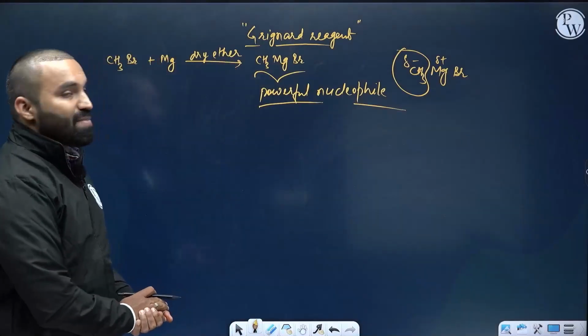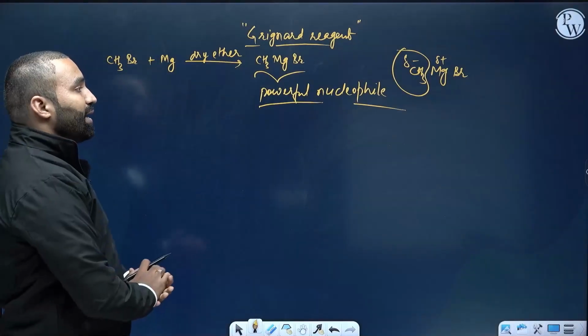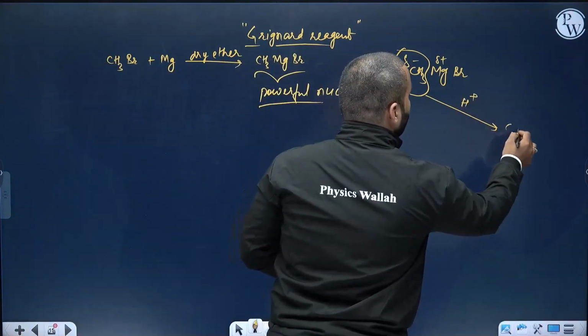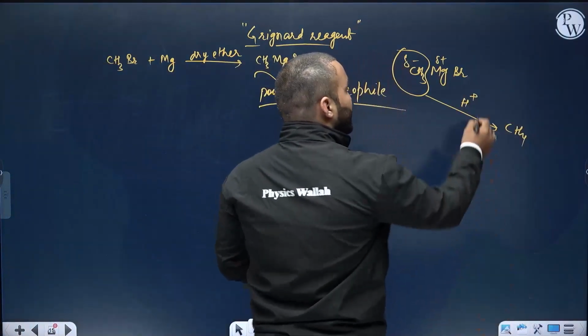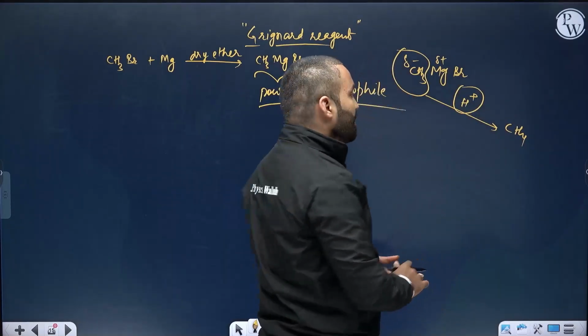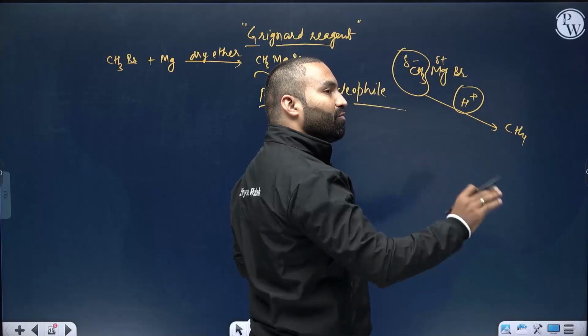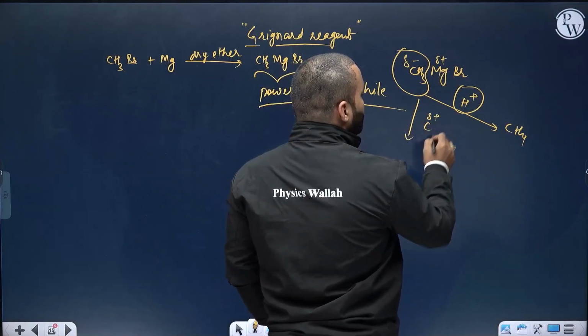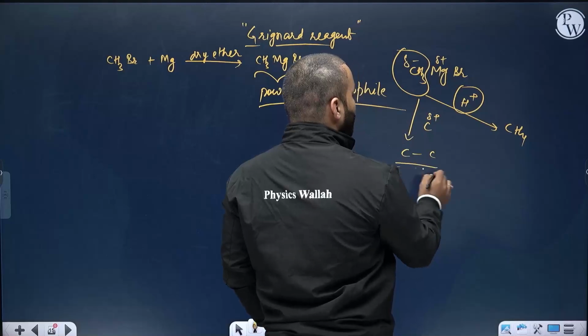They can also act as a base though. Base, or they can act as a nucleophile. If this CH3 is attacking on H+, it can form CH4. This H+ can be a source of H+ from any compound. It can be from acid, from alcohol, from phenol, from anything. Or it can attack on carbon with delta positive charge. Then it will form a carbon-carbon single bond.